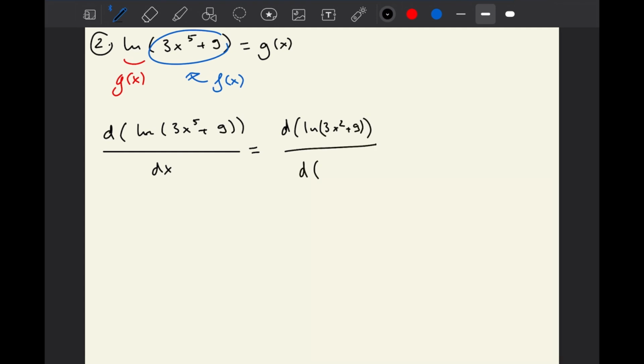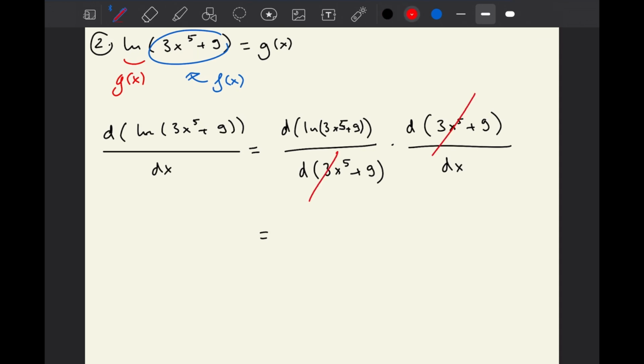which in this case, 3x to the power of 5 plus 9. And then we multiply this by the derivative of 3 times x to the power of 5 plus 9 with respect to x. And once again, you can see that these two terms cancel out and you're left with what you want, the derivative of the composite function with respect to x.